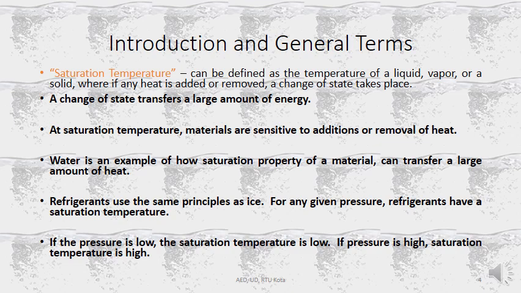So whenever heat is removed or added, a change of state transfers a large amount of energy. That energy can be used into different type of works, like water, which is an example of saturation property of a material, can transfer a large amount of heat. Similarly, refrigerant and other principles such as ice, it has some different type of saturation temperature values. So the important understanding is that if the pressure is low, the saturation temperature is low. If the pressure is high, so the saturation temperature is also high.